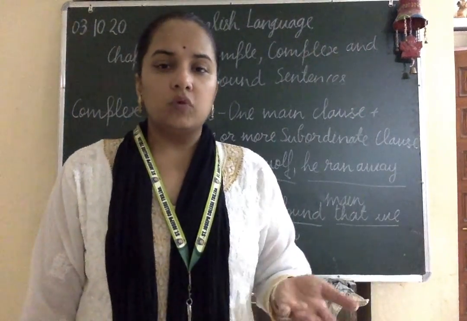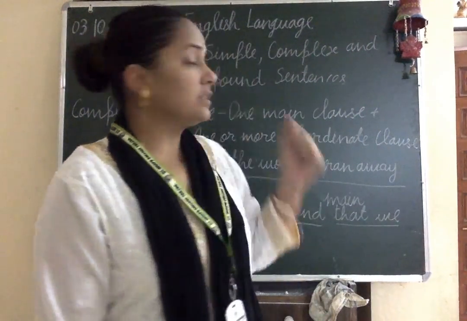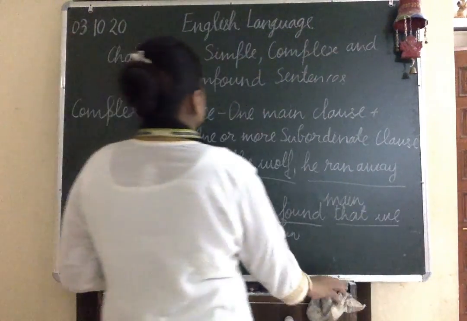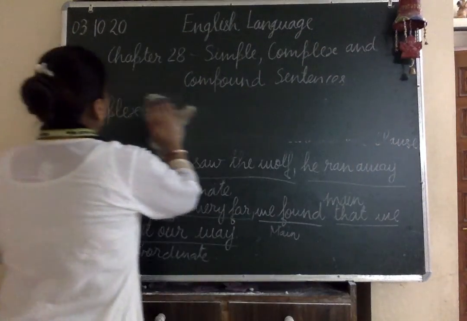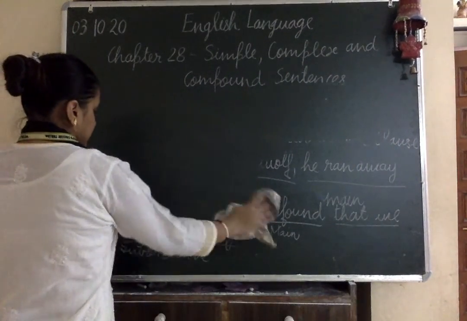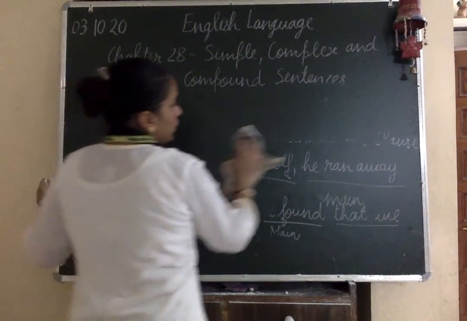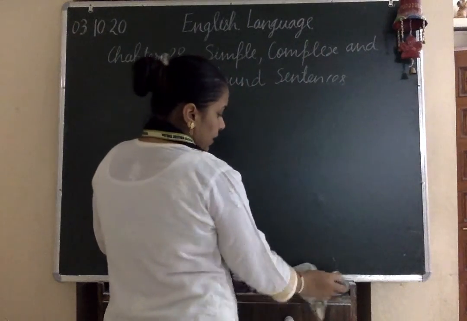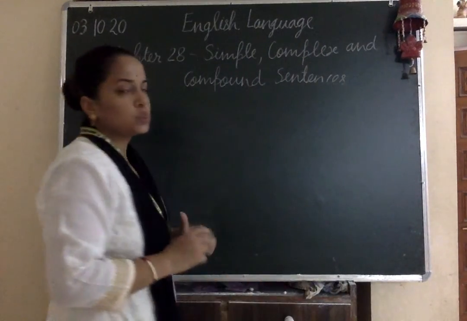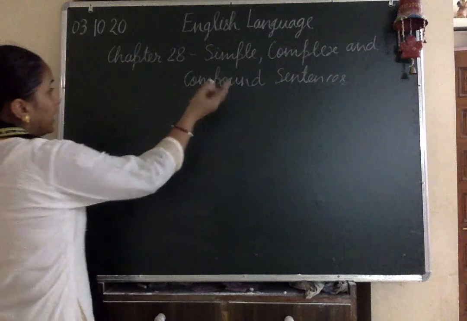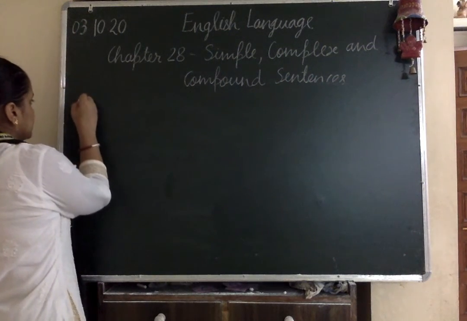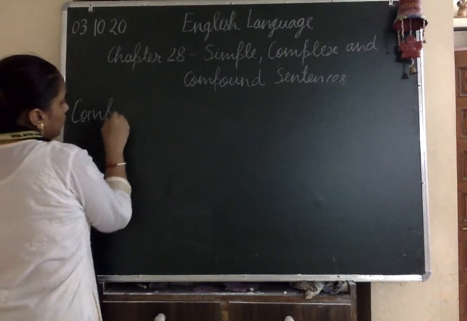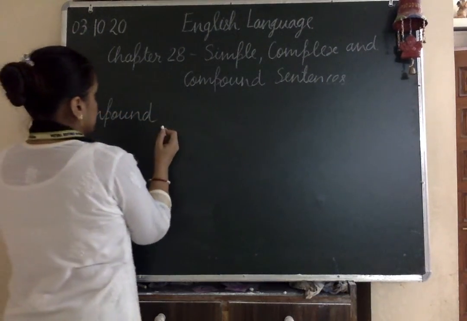Okay, so now we will move towards the third category of sentences, that is the compound sentences. So far we have discussed the simple sentence and the complex sentence. And what is the difference between the two? A simple sentence usually contains one main clause only, or we can say the sentence that contains one finite verb. Whereas in case of complex sentence, there is one main clause and more than one subordinate clause.